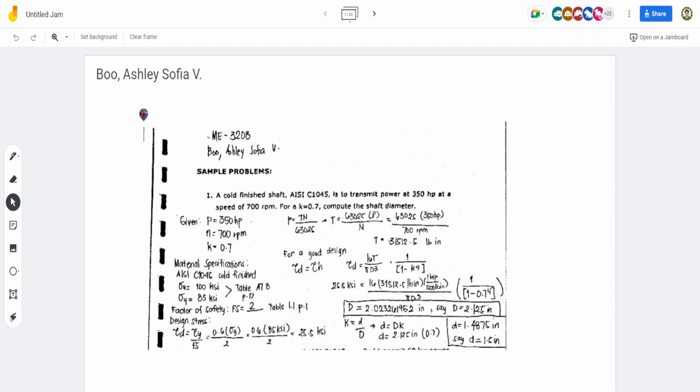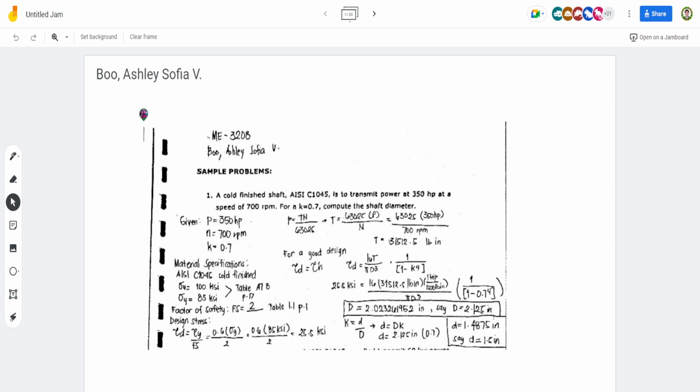Tapos, as for the factor of safety po, makikita po natin ang value na sa page 1, table 1.1 po, which ang factor of safety po ay 2. How do you come up with the value of 2? What are those design considerations? Ang ginamit ko po doon ay based on yield strength po, tapos steel po, ductile po.